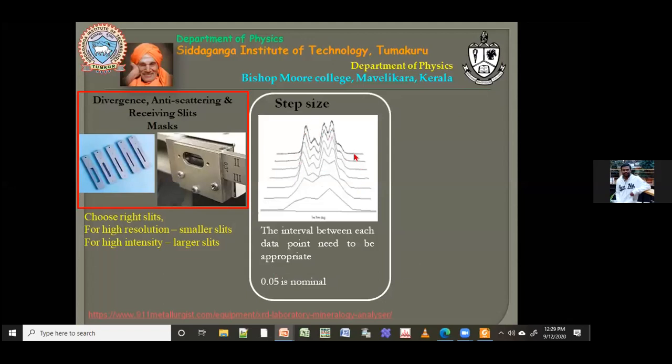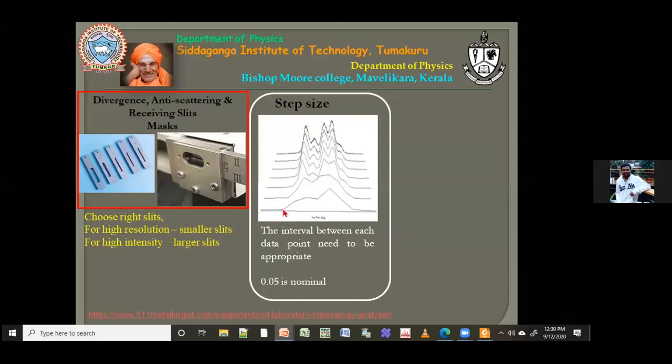If you go to the last curve, you can see there are 1, 2, 3, 4, 5 peaks. But if you take the first curve, it is hardly 2 peaks. So this is why you should take care of the step size. Normally, this again depends on the type of X-ray machine you are using. If you have a very good X-ray machine, you can go up to 0.005 degrees for the step size.